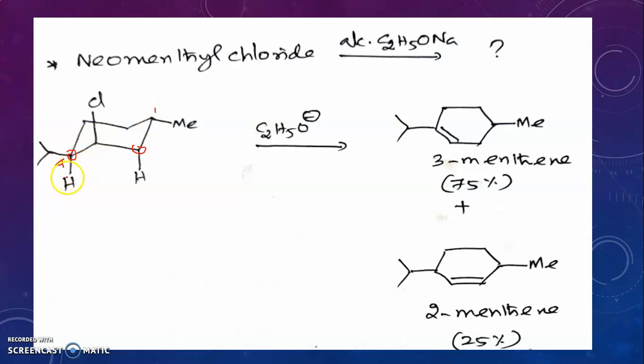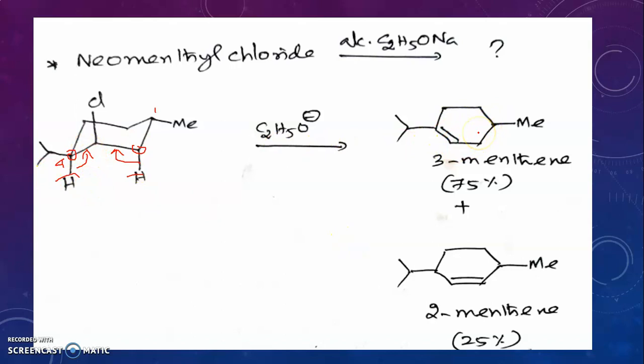So if elimination occurs from this side, we will get a double bond here. Suppose elimination occurs from this side, you will get a double bond here. So you will get two possible products. So these are the two possible products. Now, see, in one product, the double bond is connected to the isopropyl carbon. In the other product, the double bond is present between the methyl and the isopropyl carbons. Are you able to follow? And this compound is called 2-menthene. If you remove this hydrogen, you will get 2-menthene. If you remove this hydrogen, you will get this product.